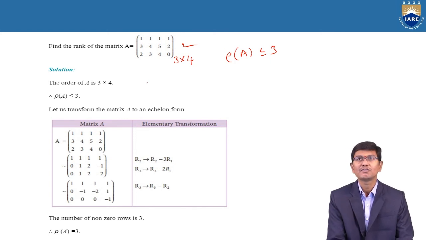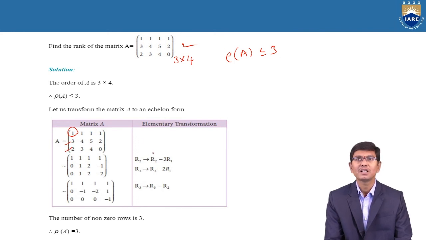In this matrix, the first row, first element is 1. With the help of this 1, we need to change the 3 to 0 and the 2 to 0. By applying R2 minus 3 R1 and R3 minus 2 R1, the matrix is changed to 1, 1, 1, 1, 0, 1, 2, minus 1, 0, 1, 2, minus 2. By doing these two operations, we get this matrix.